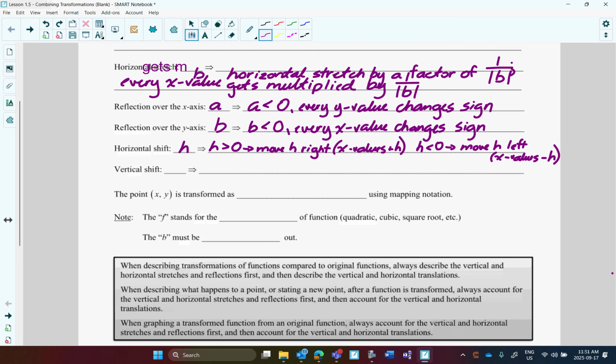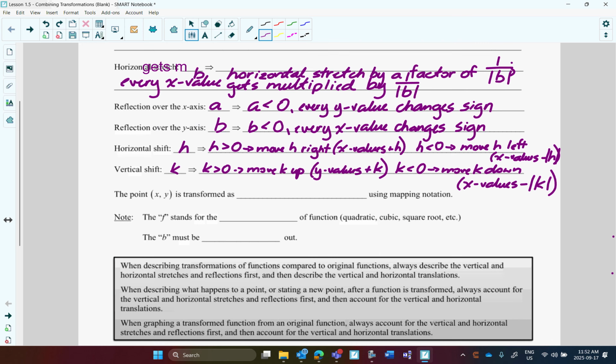And finally, vertical shifts are represented obviously by K. So if K is greater than 0, we move K up, or the y values plus K. If K is less than 0, we move K down, and it's the y values minus the absolute value of K, and the same here with the absolute value of H. Because if the value of H is -5, that means I'm going to go x minus 5, not x minus -5. That's why I put the absolute value.